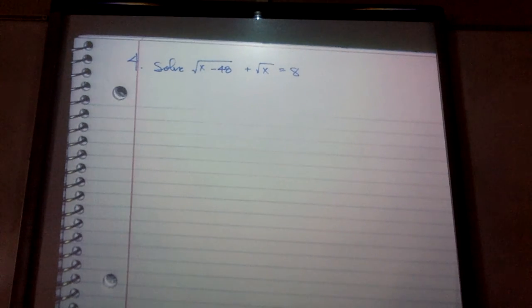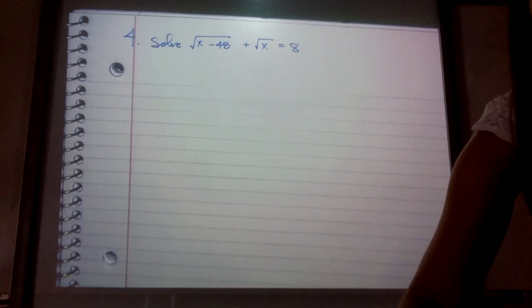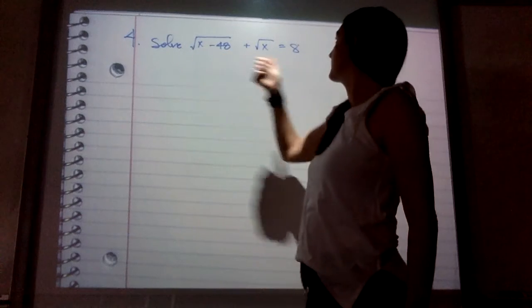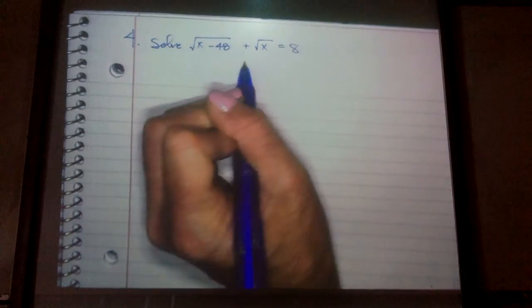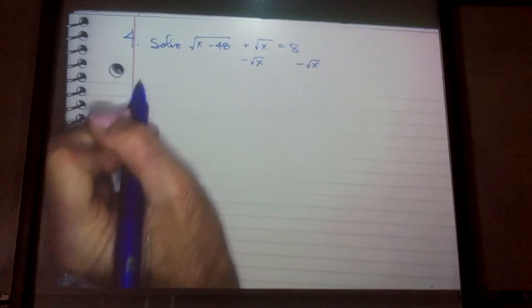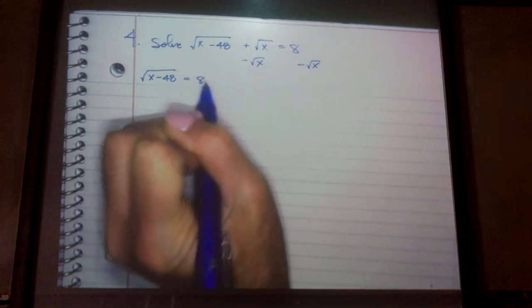Alright, so in a problem like this where you have more than one radical, you're going to need to get it so that there is one radical on each side of the equal sign. So I can only have one here and one on this side. So I'm going to subtract the root of x. And so my problem is now the square root of x minus 48 equals 8 minus the square root of x.